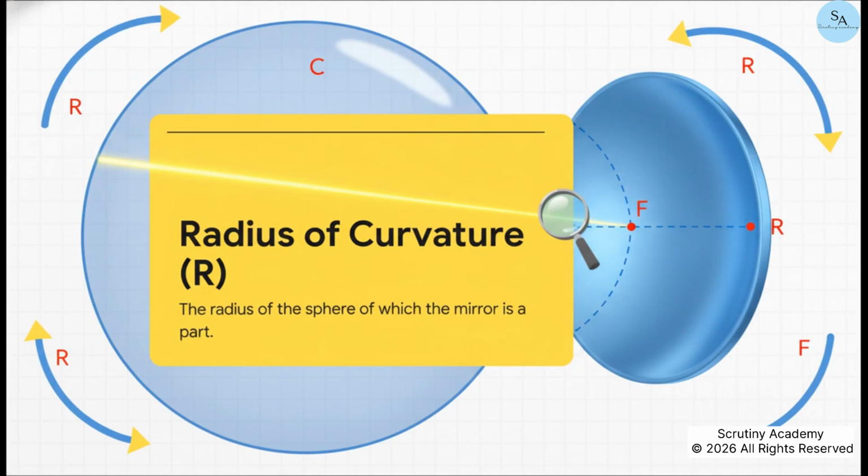So if C is the center of our big sphere, then what's the distance from that center to the edge of our mirror? You probably guessed it. It's the radius of curvature, or R. Now, this R value is super important because it tells you exactly how curved the mirror is. A really big R means it's a gentle, flatter curve. A tiny R means it's curved really, really sharply.